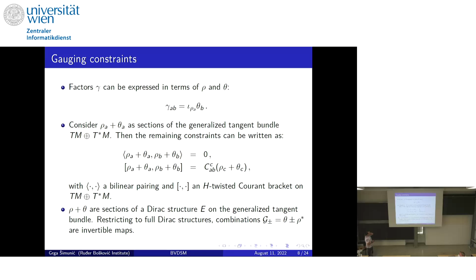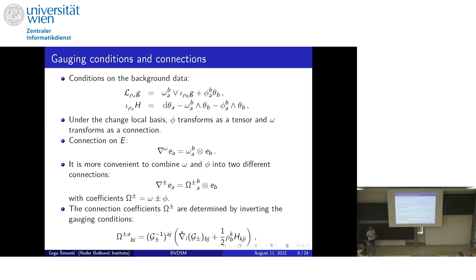Okay. So I have talked about constraints. So what are the constraints between those different parameters that we introduced here? But we also get conditions on the background data. So these two conditions, in the same way as the constraints. And what we are going to look at now is what was already mentioned, what these omega and phi are. So if we consider a transformation of the local basis that we have been using on the Lie algebroid, and look at the transformation of this omega and phi, it turns out that omega transforms as a connection, while phi transforms as a tensor.